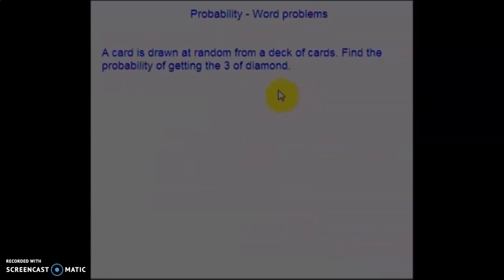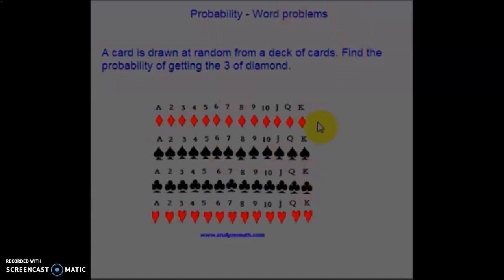Here we have another very important question. A card is drawn at random from a deck of cards. Find the probability of getting the 3 of diamond. So before going to the question, you should know that in a deck of cards, we have 52 cards. There are 4 different categories. Here are the total cards, and how these cards are numbered: A, 2, 3, 4, 5, 6, 7, 8, 9, 10, J, Q and K. You can say Jack, Queen and King. So 4 different categories are there. The first one is diamond.